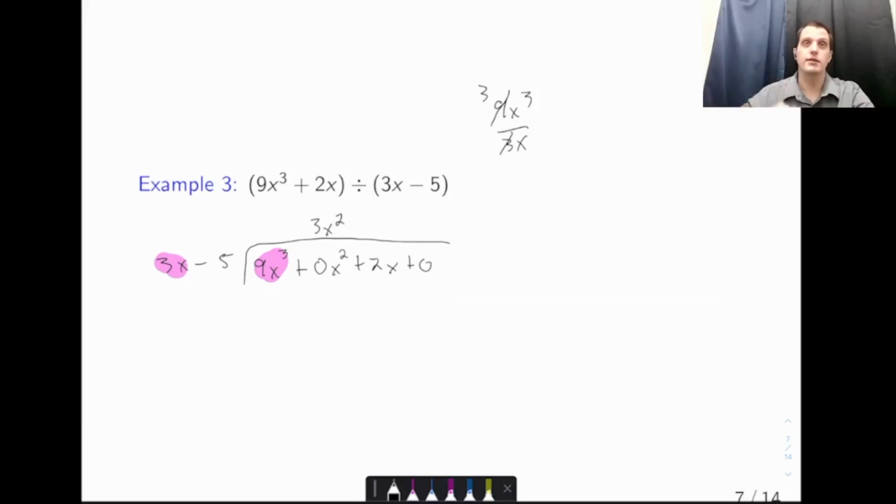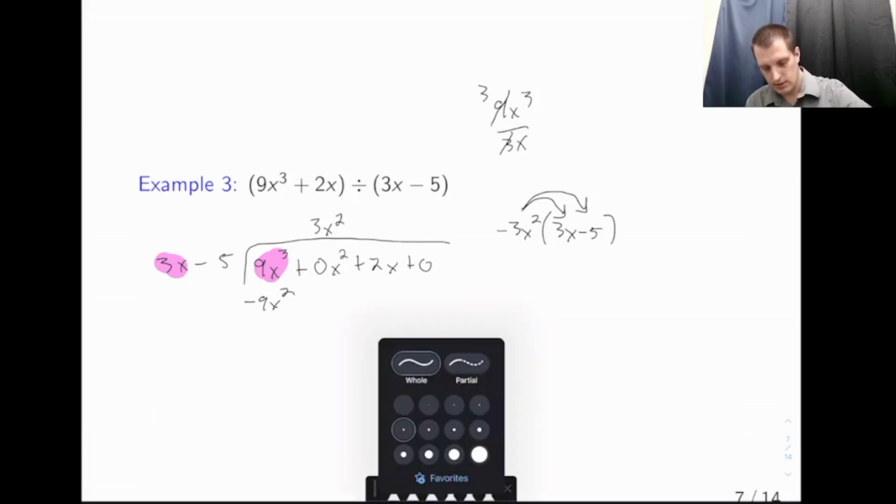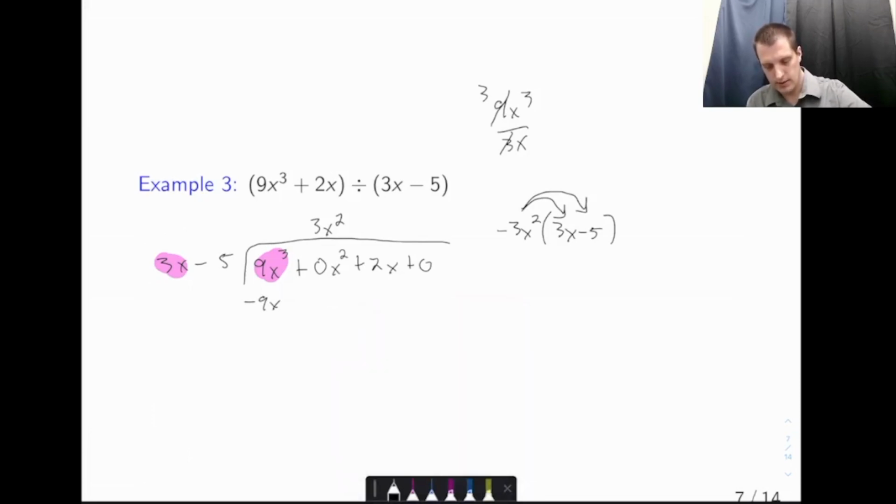I can turn my face back on. Okay. All right, so let's do this. Negative 3x squared times 3x minus 5 gives us a negative 9x cubed, I should have said. This gives us a plus 15x squared. And then that just gives us a 15x squared plus 2x.